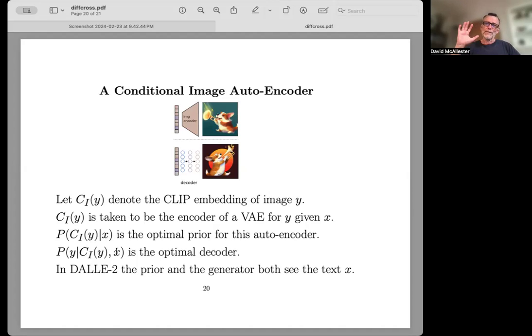Now there's some fancy stuff in how they model the prior and how they model the decoder. But this was a step in DALL-E 2 that seemed to be very significant. And it's a conceptual step, right? It's replacing the simple inner product of image embedding and text embedding with a VAE model. So now they have to train the prior and the decoder to make this work.